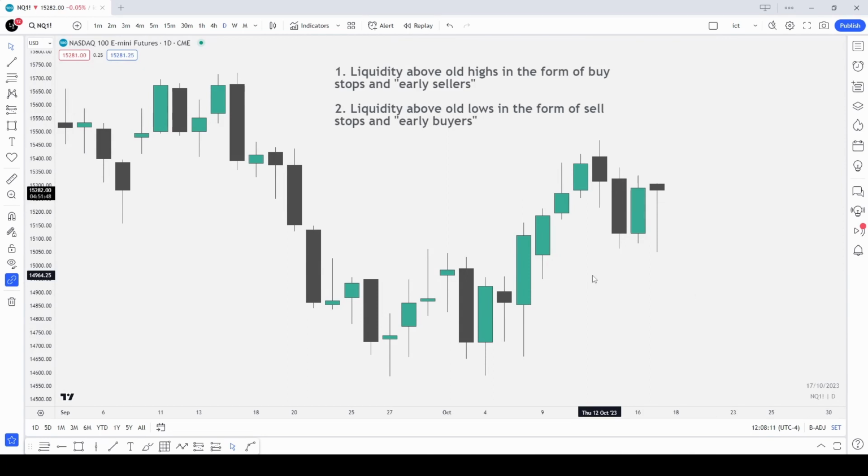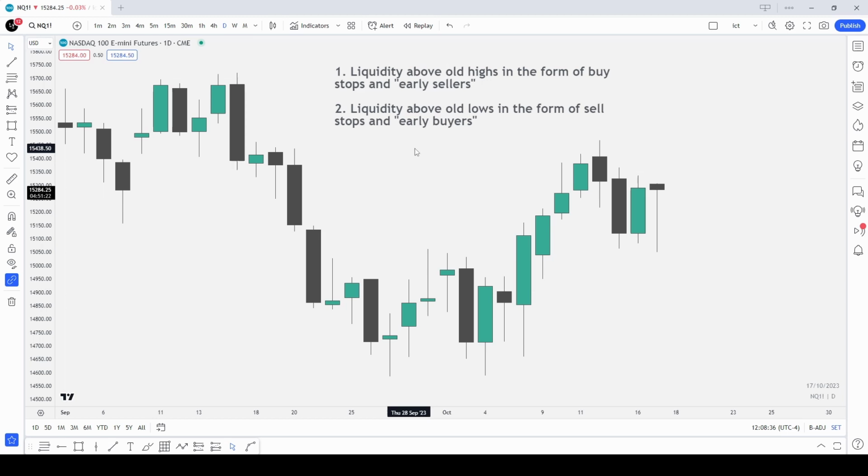Firstly, let's start by defining ICT's concept of liquidity. There are two basic types of liquidity in the market. One is liquidity above old highs in the form of buy stops and early sellers. By early sellers, I mean people who have already gone short in the form of retail traders, and they have their stop losses above these highs.